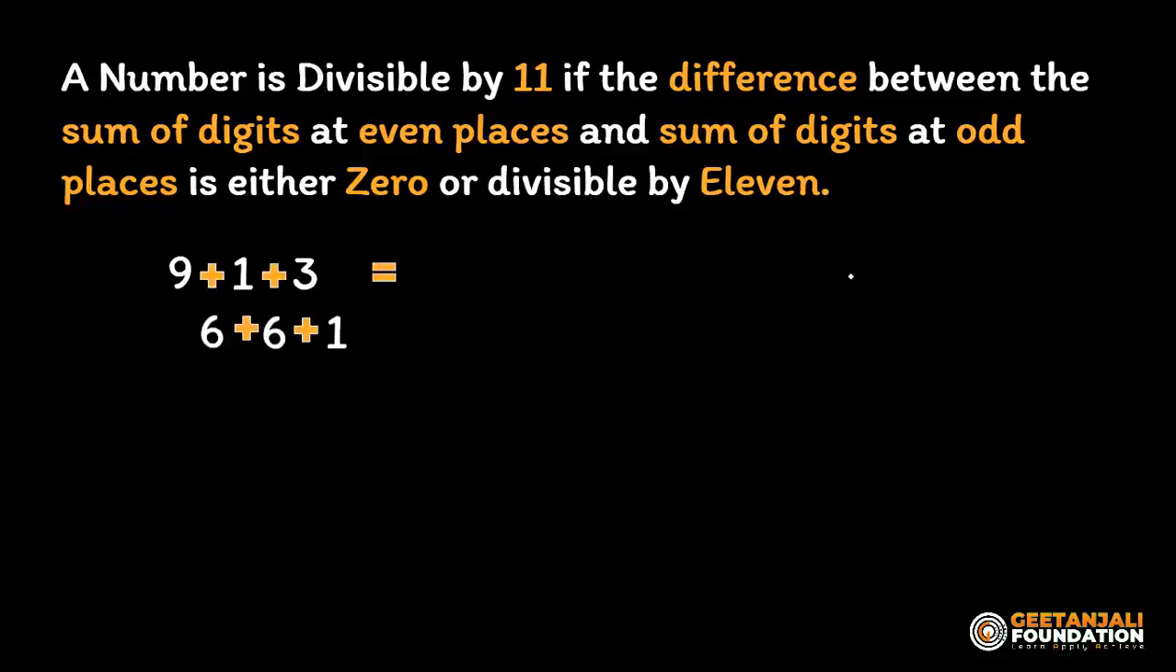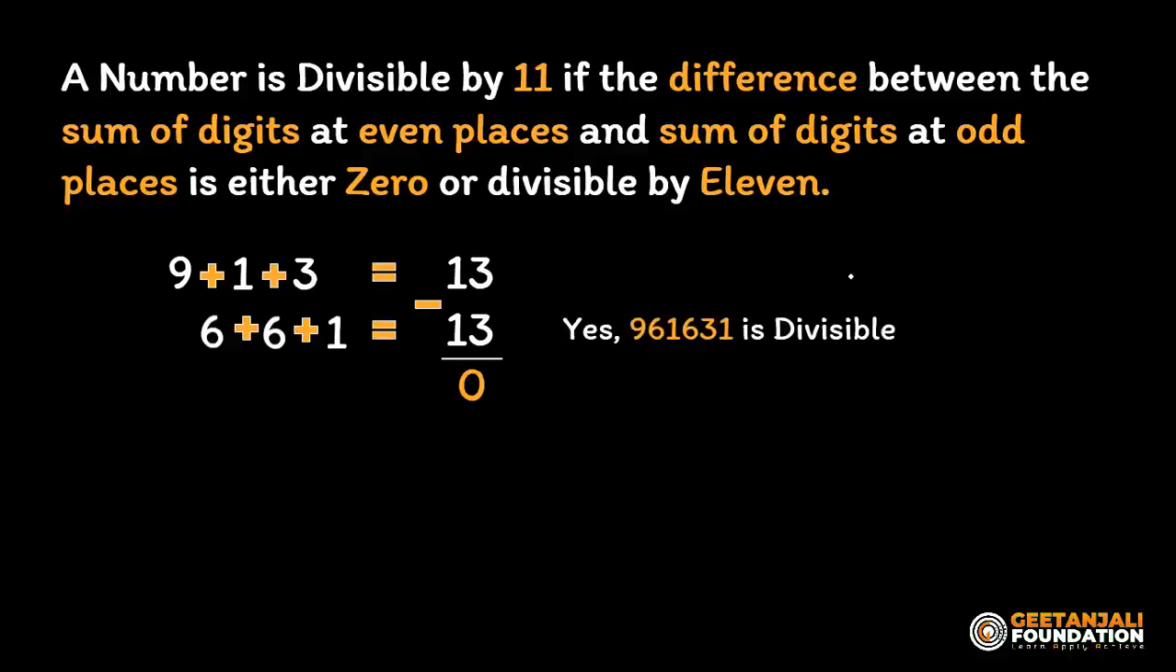So first you segregate its even place digits and odd place digits. Now add them. So the sum of 9 plus 1, 10, plus 3 is 13. And the sum of 6 plus 6, 12, plus 1 is 13. 13 minus 13 is going to be 0. As we have seen, the difference should be either 0 or a multiple of 11. So it is 0. So the given number 961631 is also divisible by 11.